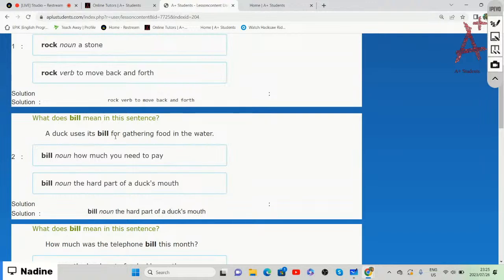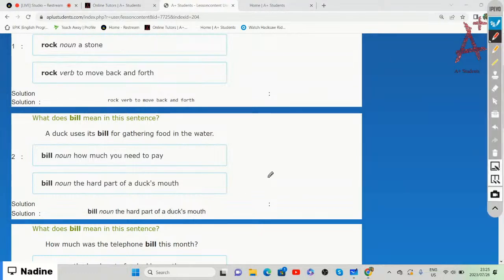A duck uses its bill for gathering food in the water. If we were to choose the correct meaning that goes with the word bill, then we will say it is the second bill, the hard part of a duck's mouth. So a duck uses the hard part of its mouth to gather food in the water. Once again, these are multiple meaning words: one word with different meanings.